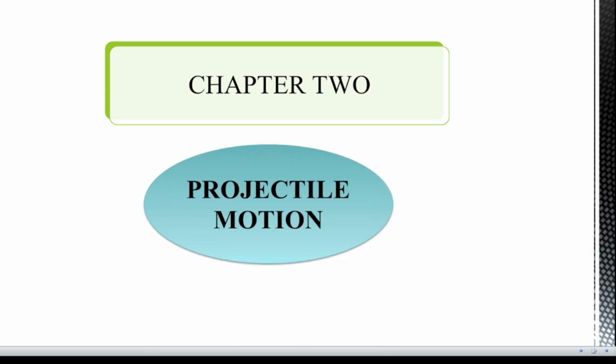Today we will discuss in detail about projectile motion.